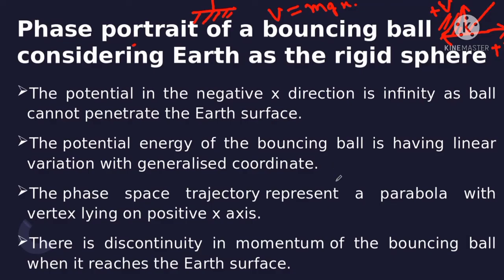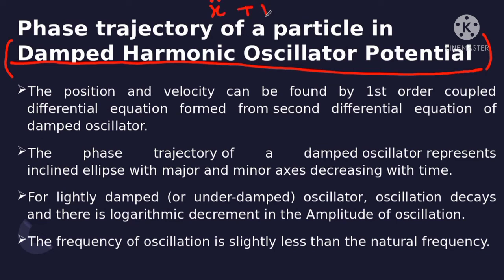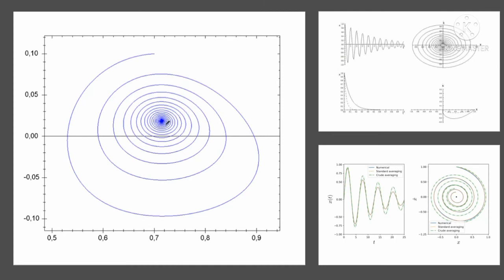Okay, then moving on to the next case, the phase space trajectory of a particle in a damped harmonic oscillator. That's a different case. Here there's some dissipation coming in. The equation of motion of a particle in a damped harmonic oscillator is given by x double dot plus gamma x dot plus omega naught square x equal to 0, where gamma is the damping factor and omega naught is the natural frequency of the oscillation. In this case, the phase portrait will show damping. Let me show the phase space diagram for this. This is the phase space diagram, and it is showing some kind of damping.